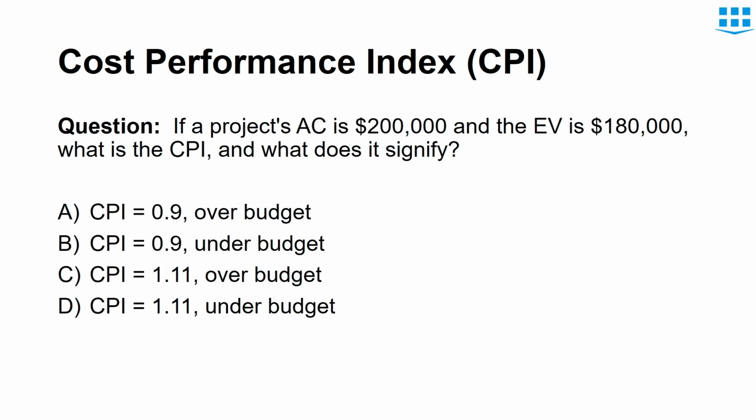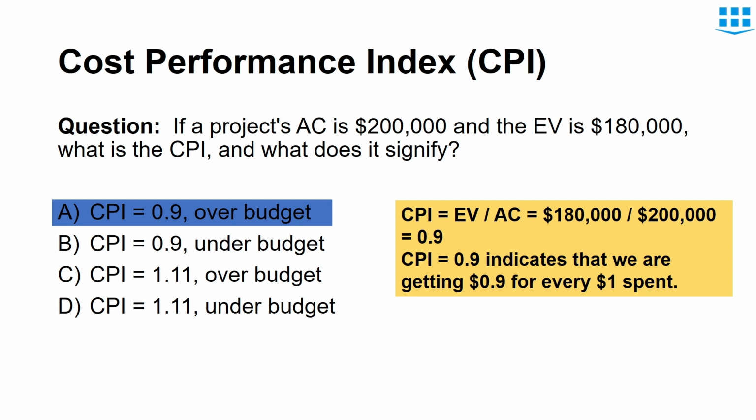Here is an example. If a project's AC, or actual cost, is $200,000 and EV is $180,000, what is the CPI and what does it signify? So without even solving the question, we can simply see that EV is less than AC. In this case, obviously CPI would be less than 1. So the project here is over budget. A CPI value of 0.9 shows that for every $1 spent on the project, we are getting a value of $0.9. This shows that we are not creating enough value. Therefore, the project is over budget.